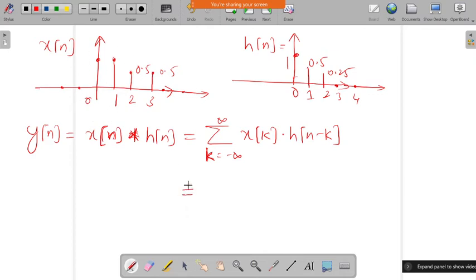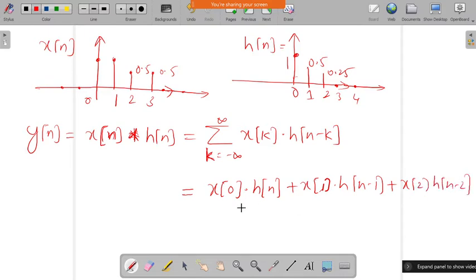So now if I just go on putting the values of k up to 0 to 3, then you are going to get 4 samples along with the impulse response. So now if I put k equal to 0, you are going to get x of 0 into h of n plus x of 1 into h of n minus 1 plus x of 2 into h of n minus 2 plus x of 3 into h of n minus 3.